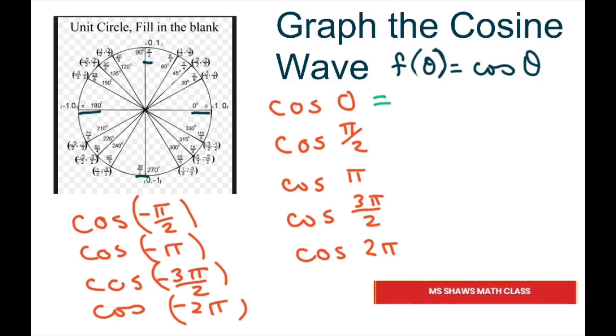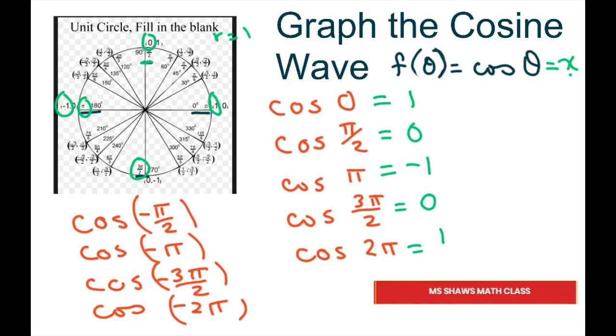So cosine of 0, remember cosine is your x over r, and r is 1, so we're just going to let it be x here. So cosine of 0 is 1. Cosine of pi over 2 is 0. Cosine of pi is negative 1. Cosine of 3 pi over 2 is 0. Remember it's your x value. And back to 2 pi, we're back to 1. So if you notice your output here, your f of theta, is 1, 0, negative 1, 0, 1.